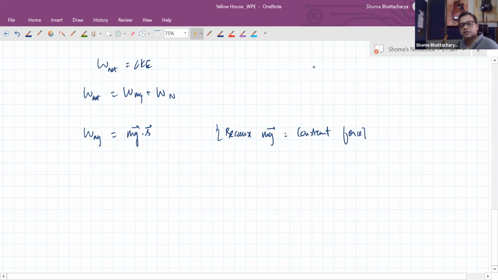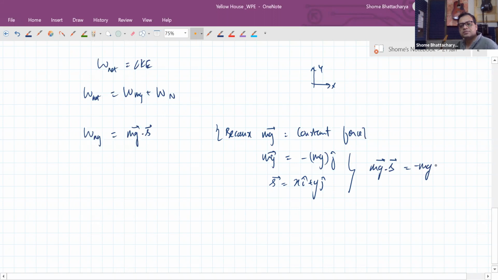So you can see that if we take our xy system like this, then we can write mg as minus mg j cap. Okay, and if the displacement is some x i cap plus y j cap, we can see that this dot product will just become minus mg into y, where y is the y component of displacement. So we'll come to application of this. Okay, so we get this kind of formula.